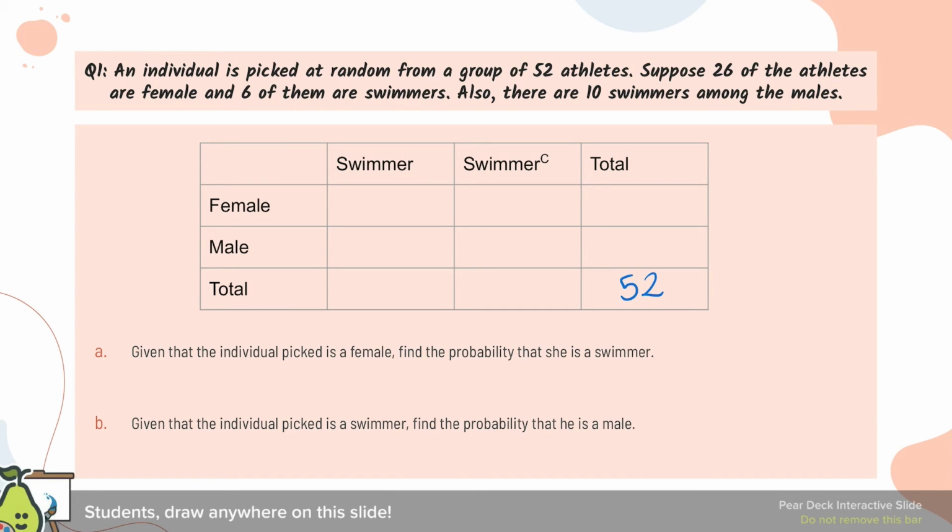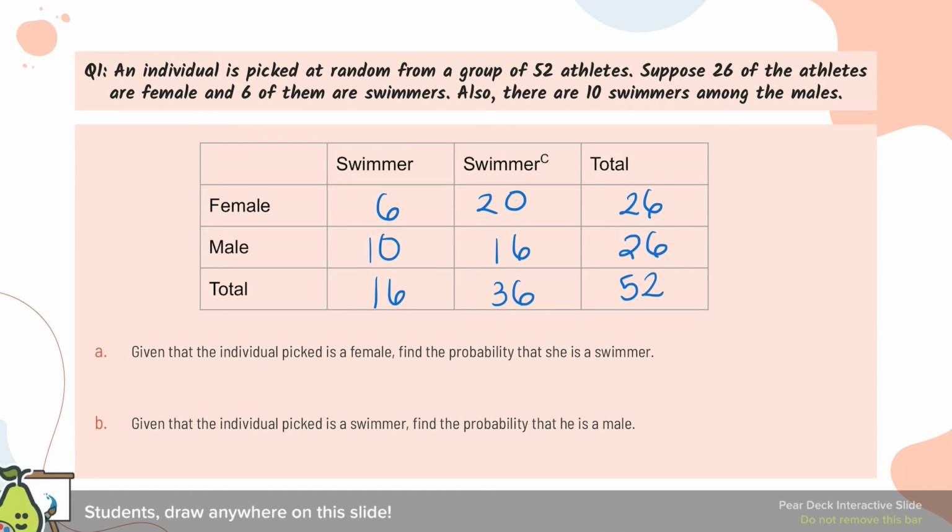We have 26 of them to be female, and then 6 of them are swimmers. So we have 20 leftovers to be not swimmers. And then in terms of the male, we have 10 male swimmers. And then in total, to subtract 26 from 52, that is also 26. So we have 16 here. And these are the rest of the values.